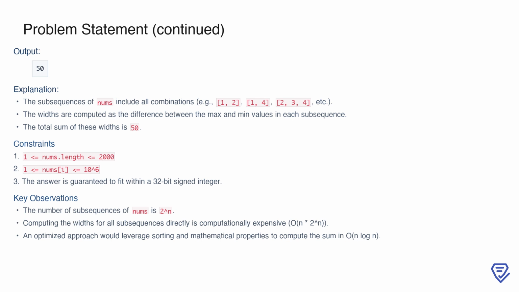However, calculating the widths for every subsequence directly is impractical for larger arrays, because the total number of subsequences grows exponentially, specifically 2^n. This makes a brute force solution infeasible for large n, as it would require n*2^n computations. Instead, we need to find an optimized approach. By leveraging sorting and certain mathematical properties, we can achieve a solution with a time complexity of n log n, which is much more efficient. This optimized method will allow us to solve the problem within the given constraints, ensuring that the solution is computationally feasible even for the maximum input size.